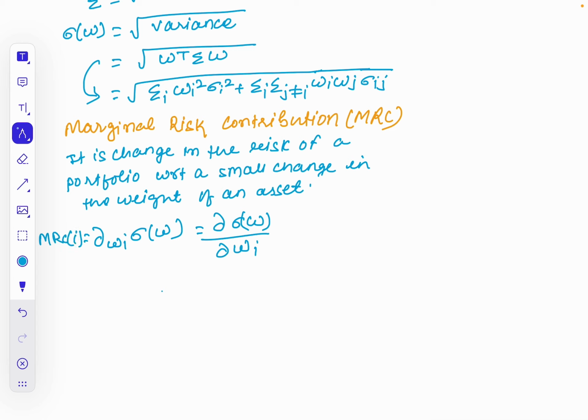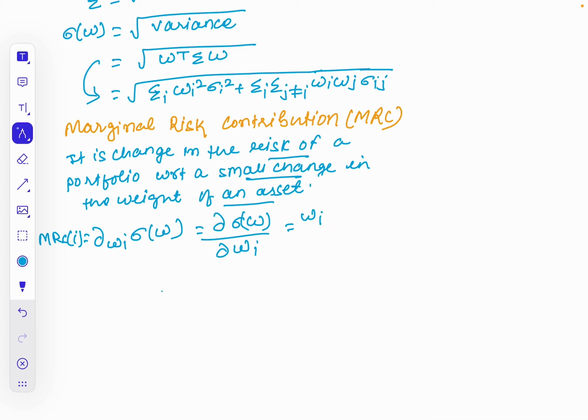So what is MRC of asset I? MRC of asset I is the change in the risk of the portfolio with respect to a sudden change in the weight of the asset. So MRC gives you the change in the risk of the portfolio. Now, how will you evaluate this term? You already know sigma_p, the square root of w transpose sigma w, and you just have to differentiate it with respect to Wi, and then you will get it.